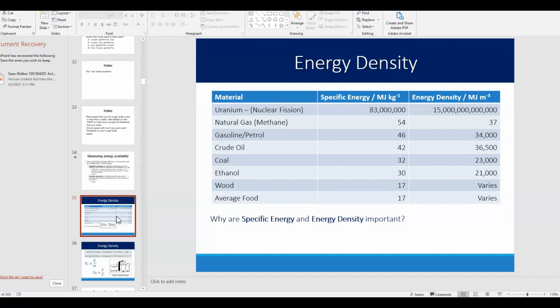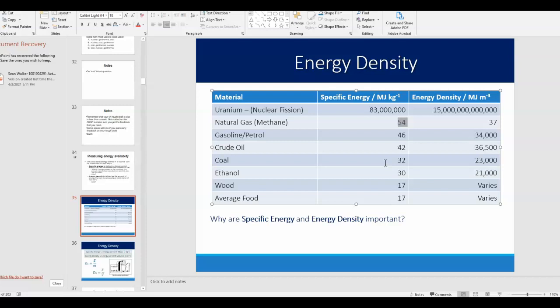Just to show you a chart of some different specific energies and energy densities, you can look at this chart and see, for example, the specific energy of coal, 32, and the unit is megajoules per kilogram. So if I take 1 kilogram of coal and burn it, or convert it to energy, I would get 32 million joules of energy. Compare that to wood, which is about 17 megajoules per kilogram, which is not bad, but coal has a lot more. Oil has a lot more. Gas has about 3 times the specific energy compared to wood. So that's what we mean by fossil fuels having a high energy density.